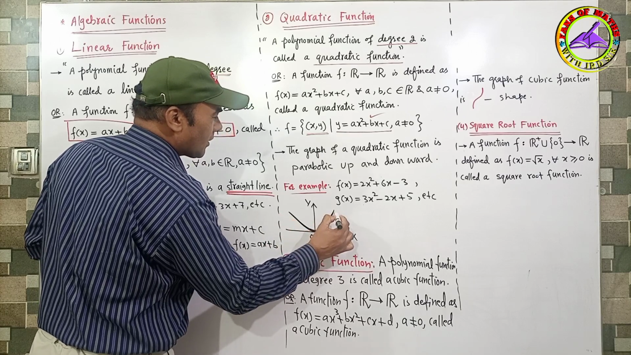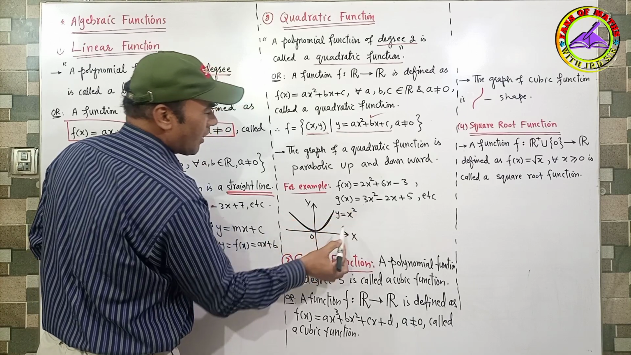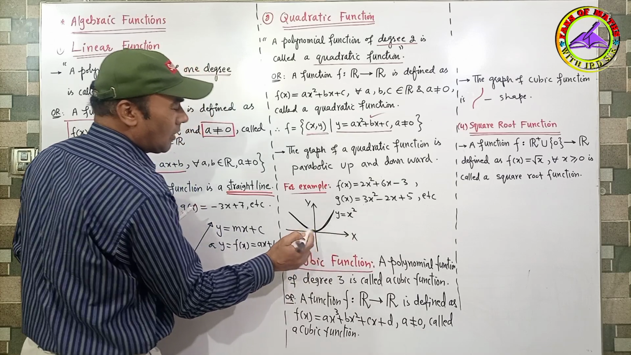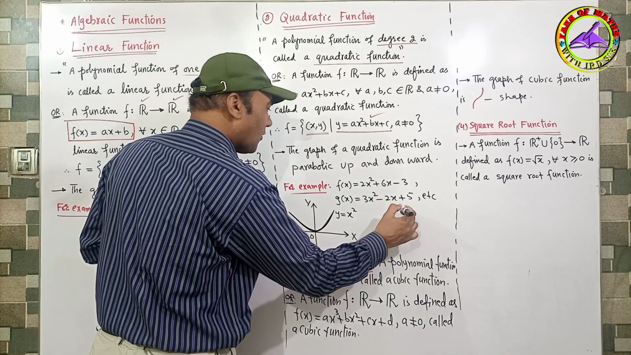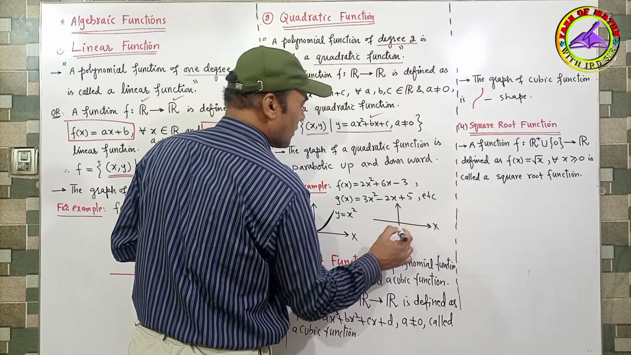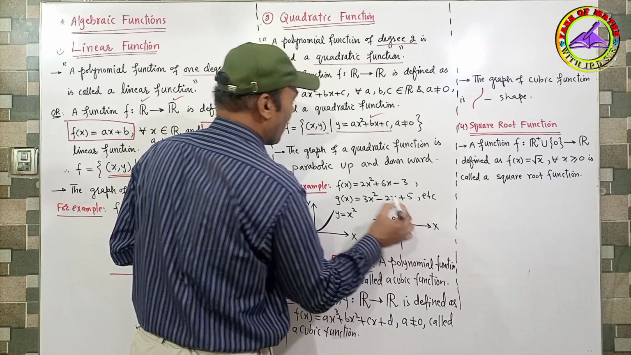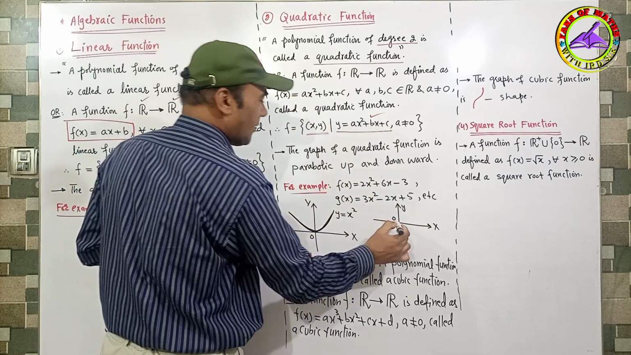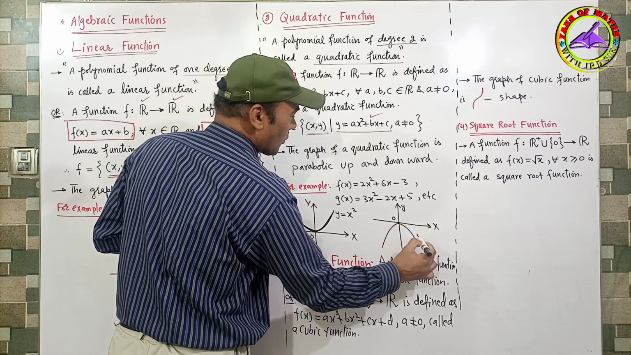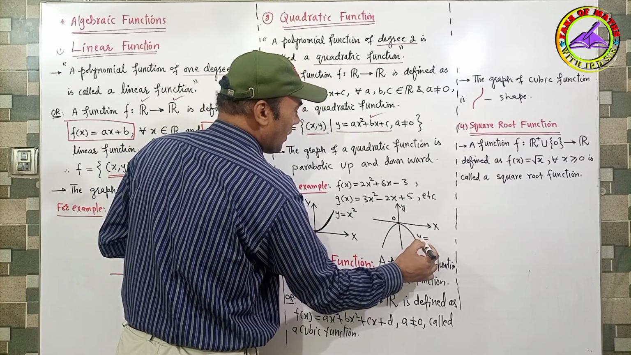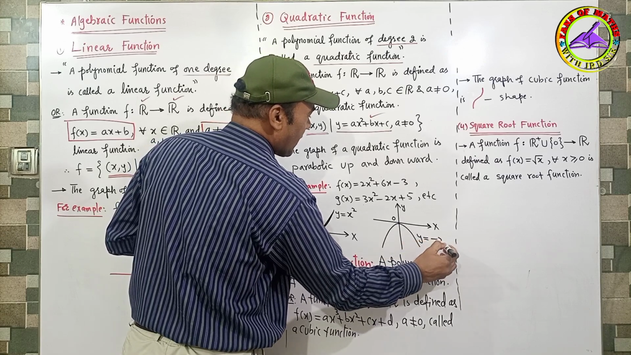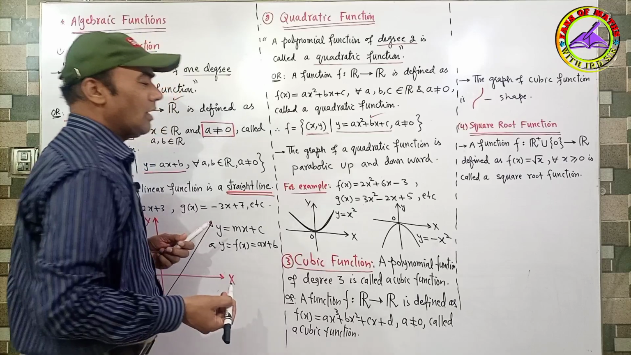So this graph is y is equal to x square. Now if the coefficient of the square term is positive, then the graph will be upward. But for the quadratic function in which the coefficient of x square, it means the value of a, is negative, then the graph is a parabola, but it will be downward. So here this is the graph of the function y is equal to minus x square. So this is the graph of the quadratic function.